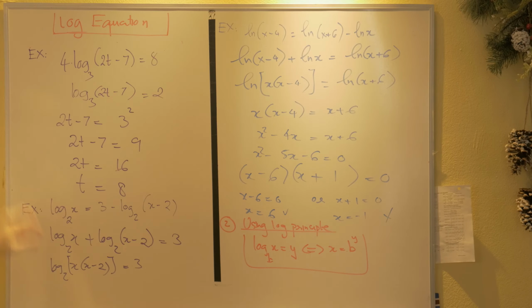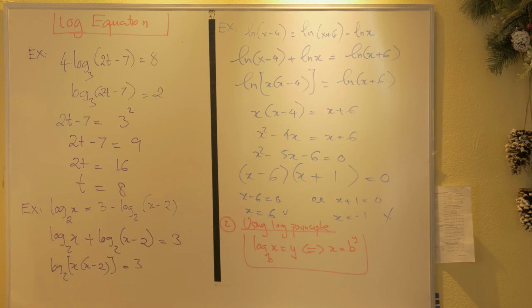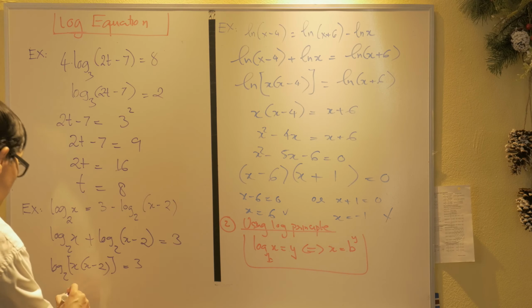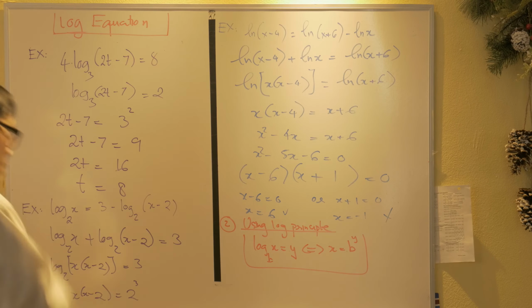Equal to 3. Now the argument x is everything inside the bracket. Base b is 2, y is 3. Now I can apply the principle, because in front of the log over here there's nothing. So we have x times x minus 2, I kick the 2 up, I raise it to the 3rd power.